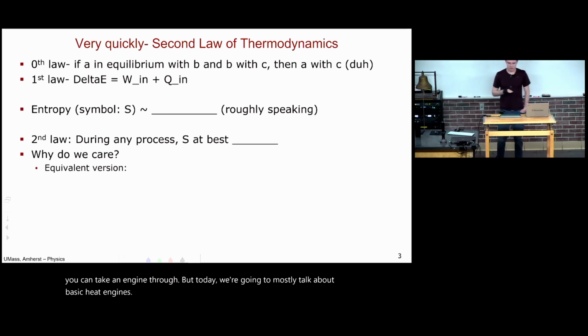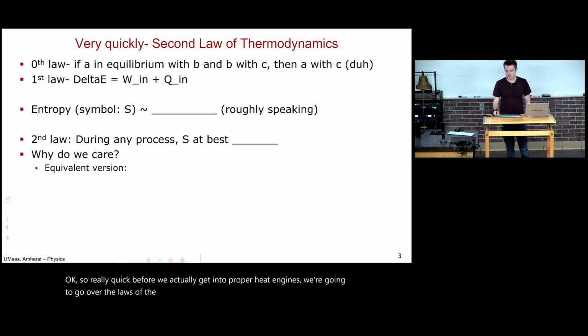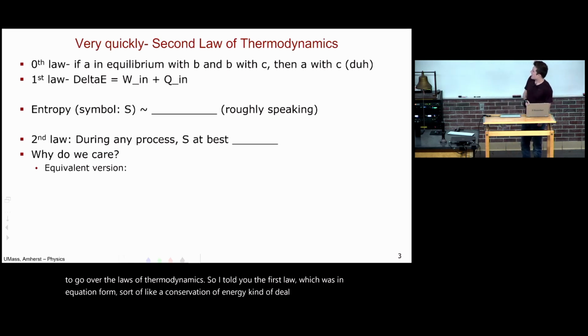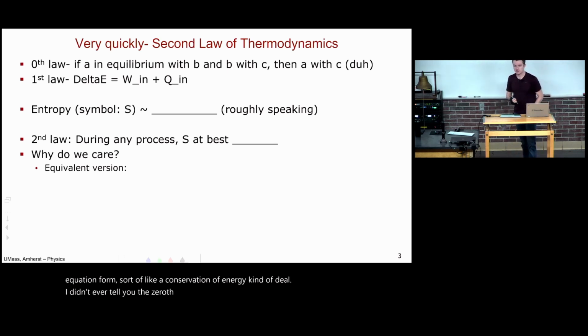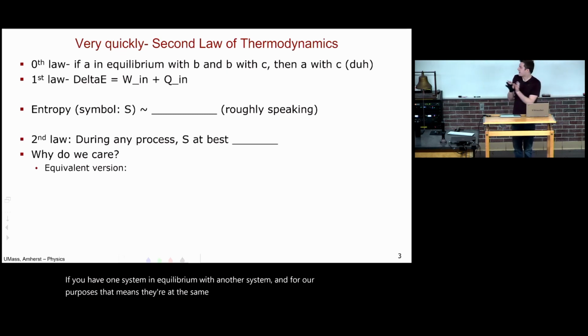Okay, so really quick, before we actually get into proper heat engines, we're going to go over the laws of thermodynamics. I told you the first law, which was in equation form, sort of like a conservation of energy kind of deal. I didn't ever tell you the 0th law, because it's kind of stupid. The 0th law is like the transitive property. If you have one system in equilibrium with another system, and for our purposes that means they're at the same temperature, if you have A in equilibrium with B and B in equilibrium with C separately, then obviously A and C are in equilibrium with each other.